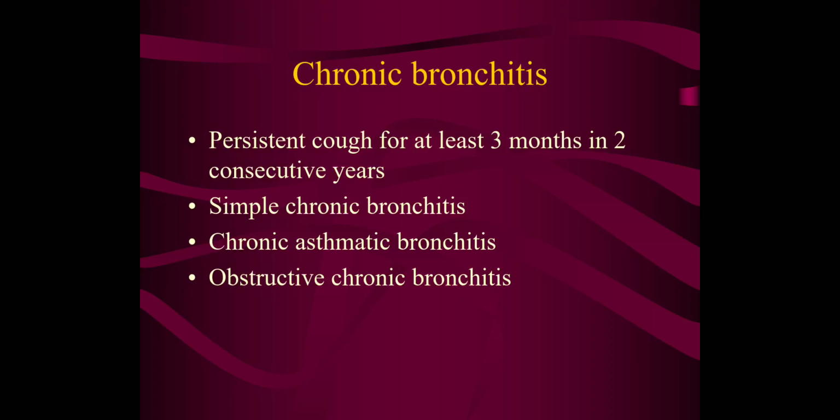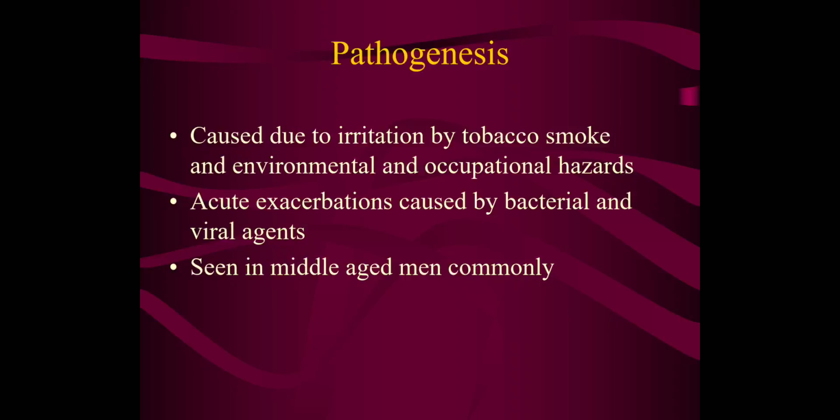Okay. So we'll move on to the next COPD, that is chronic bronchitis. What is the definition of chronic bronchitis? That is a persistent cough for at least 3 months in 2 consecutive years. So that is known as chronic bronchitis. Okay, different clinical terminologies are there, but just remember that there should be a persistent cough for at least 3 months in 2 consecutive years. What is the pathogenesis? Again, the pathogenesis is due to irritation caused by tobacco smoke and also environmental and occupational hazards.